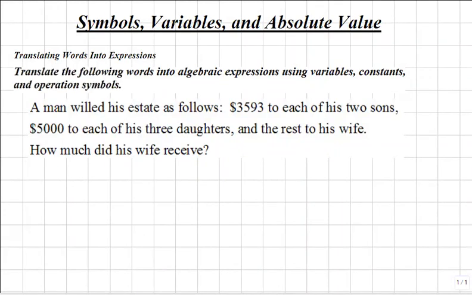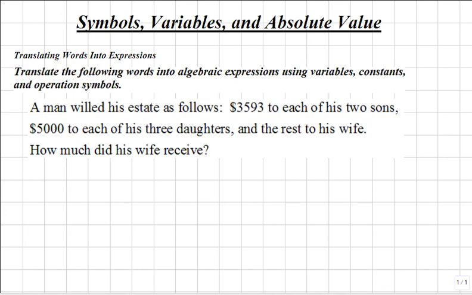Let's translate the following words into an algebraic expression using variables, constants, and operation symbols. We're given, a man willed his estate as follows: 3,593 to each of his 2 sons, and 5,000 to each of his 3 daughters. The rest was given to his wife. How much did his wife receive?